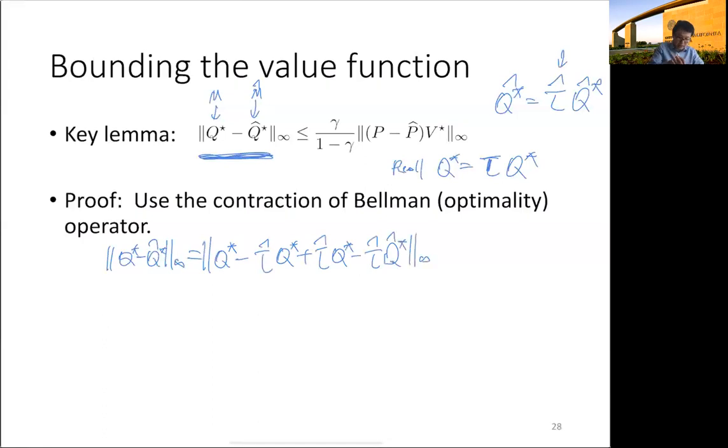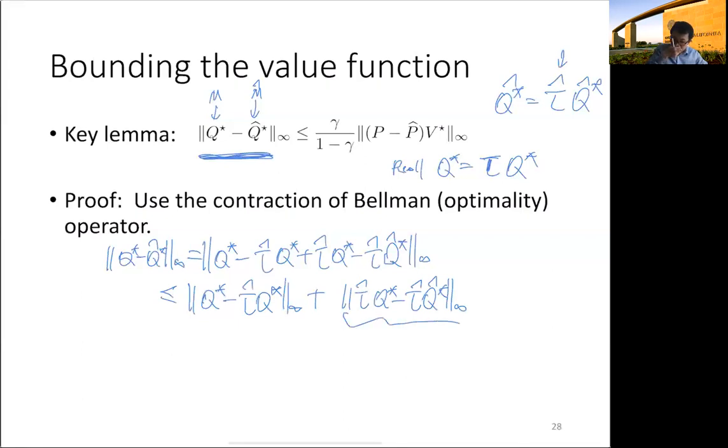Now we can apply the simple triangle inequality by getting this out of the way, plus tau hat Q star minus tau hat Q hat star. But notice that this is an application of the Bellman optimality operator, which is a gamma contraction, right? So we can bound this by gamma times the infinity norm of Q star minus Q hat star.